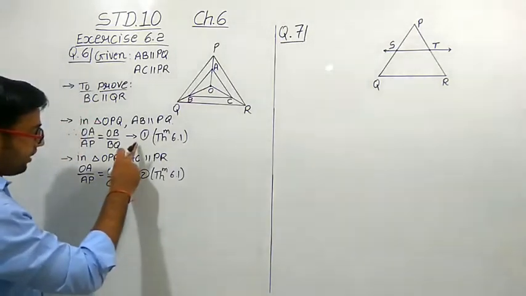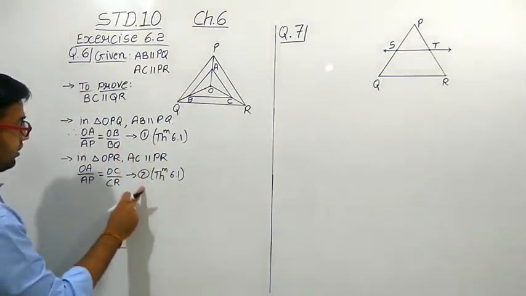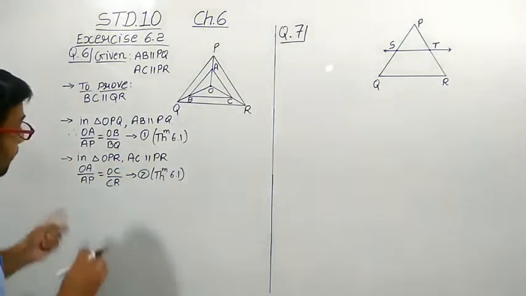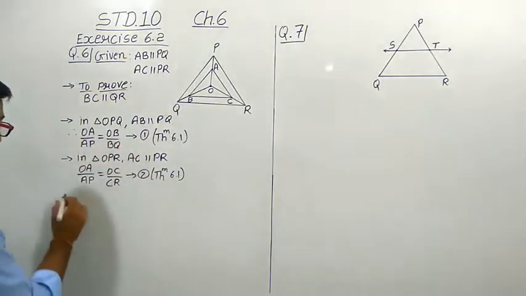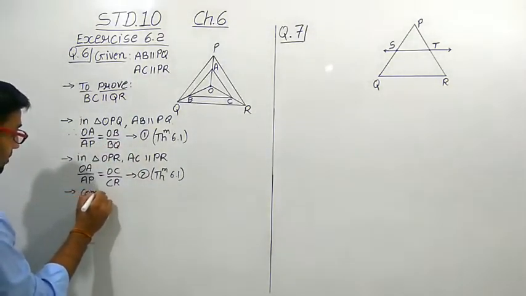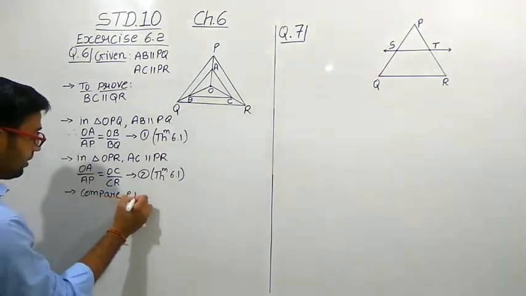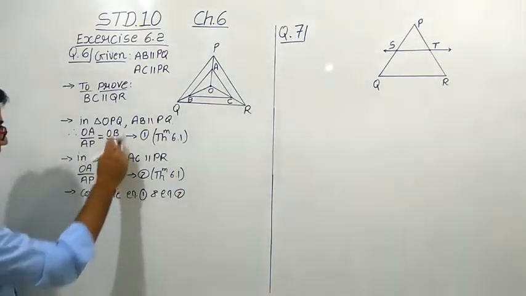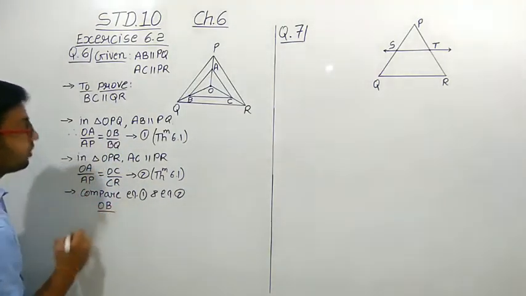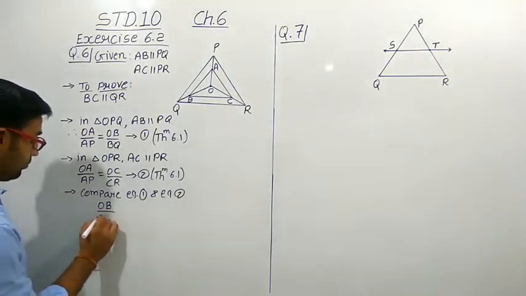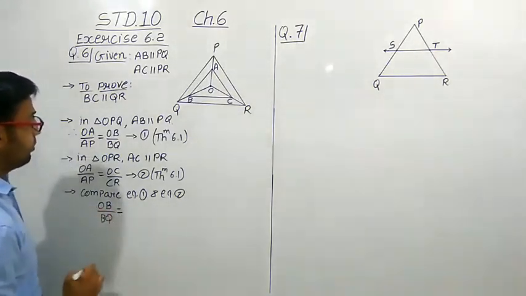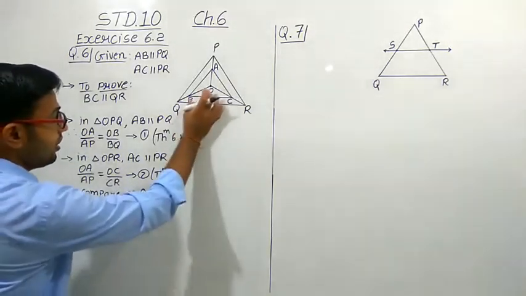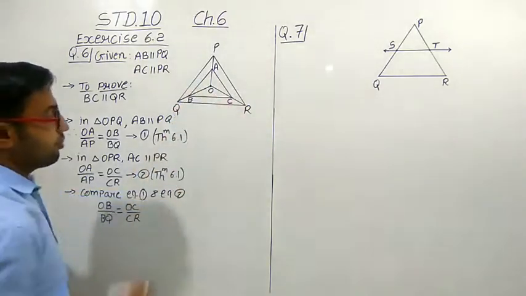Now when we compare these two equations, equation number 1 and 2, we can see that on the left hand side there is OA upon AP, and here also OA upon AP. Obviously the right hand side parts will be equal. So when we compare equation number 1 and equation number 2, what do we get? OB upon BQ is equal to OC upon CR.